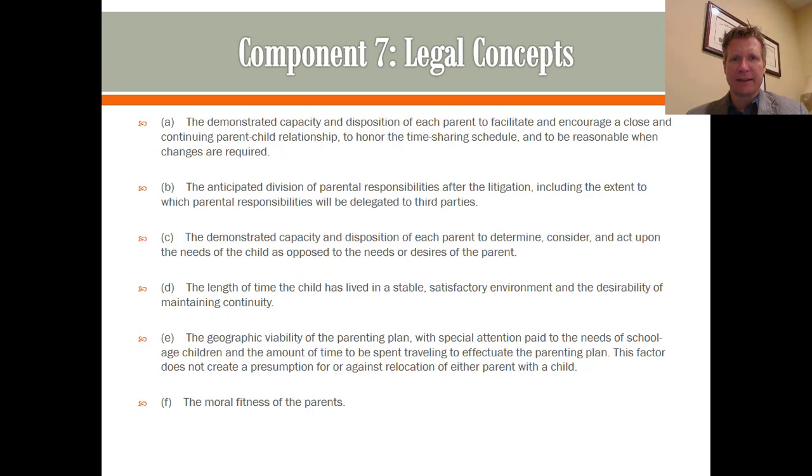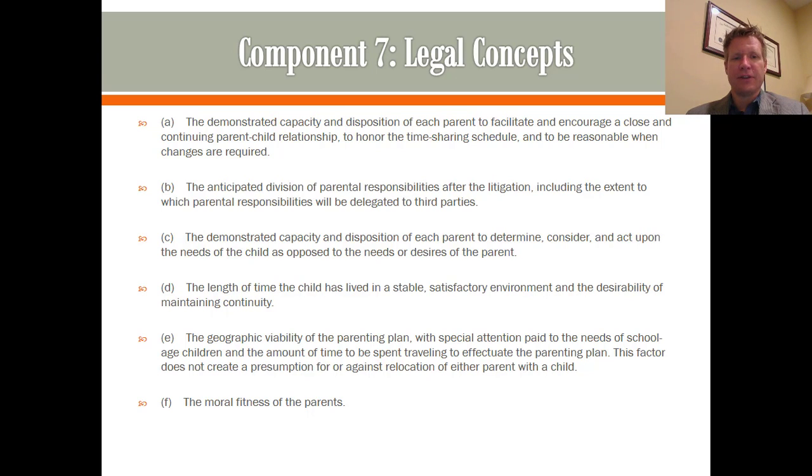A, the demonstrated capacity and disposition of each parent to facilitate and encourage a close and continuing parent-child relationship, to honor the time-sharing schedule, and to be reasonable when changes are required. B, the anticipated division of parental responsibility after the litigation, including the extent to which parental responsibilities will be delegated to third parties. C, the demonstrated capacity and disposition of each parent to determine, consider, and act upon the needs of the child as opposed to the needs or desires of the parent. D, the length of time the child has lived in a stable, satisfactory environment and the desirability of maintaining continuity.